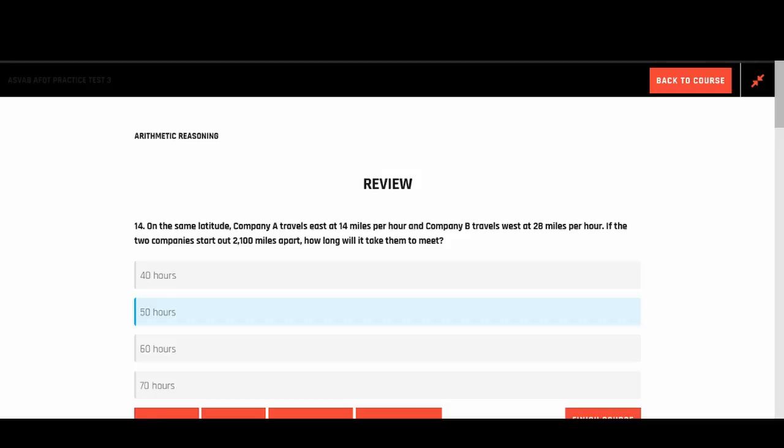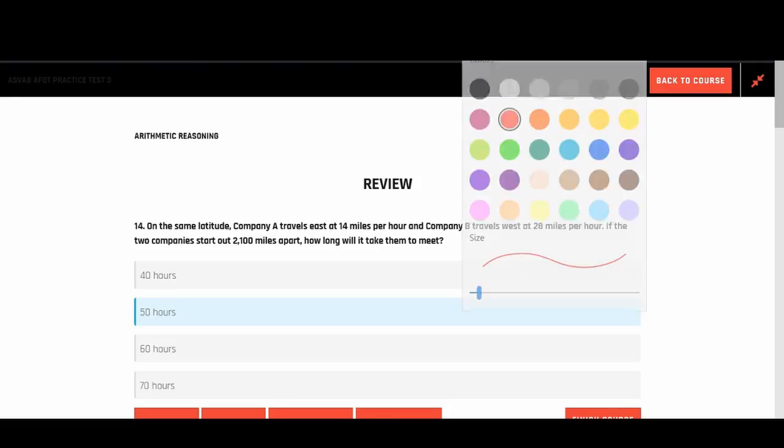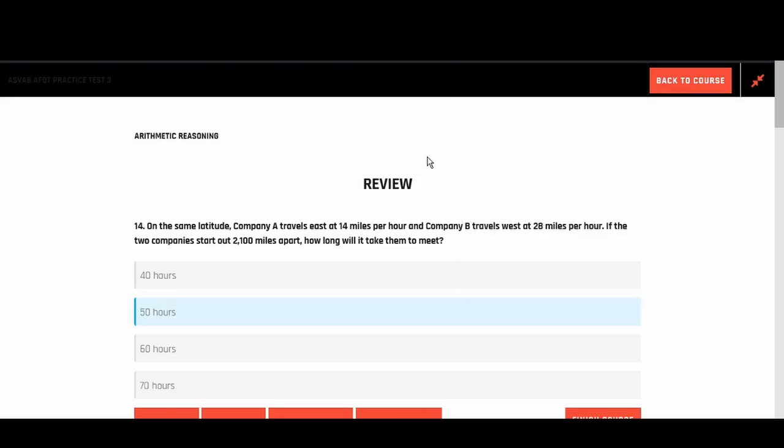Okay, another traveling problem. On the same latitude, so they're on the same line. Company A travels east at 14 miles per hour. Company B travels west at 28 miles per hour. If two companies start out 2,100 miles apart, how long will it take them to meet?